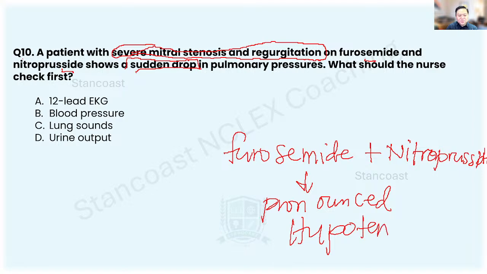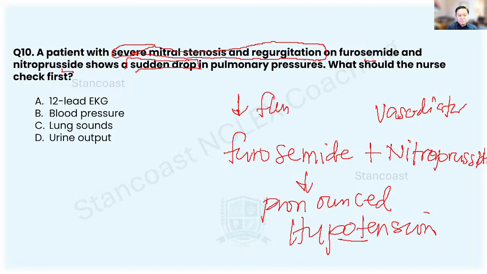This is a vasodilator, guys. A vasodilator and a medication that can decrease the fluid. Yeah, it will really cause the hypotension. And so what you should do here first, are you going to do the 12-lead EKG, the blood pressure, the lung sounds, urine output? Easy to spot. Check the blood pressure, guys. It will cause that blood pressure to drop. So check and confirm if they really have a low blood pressure.